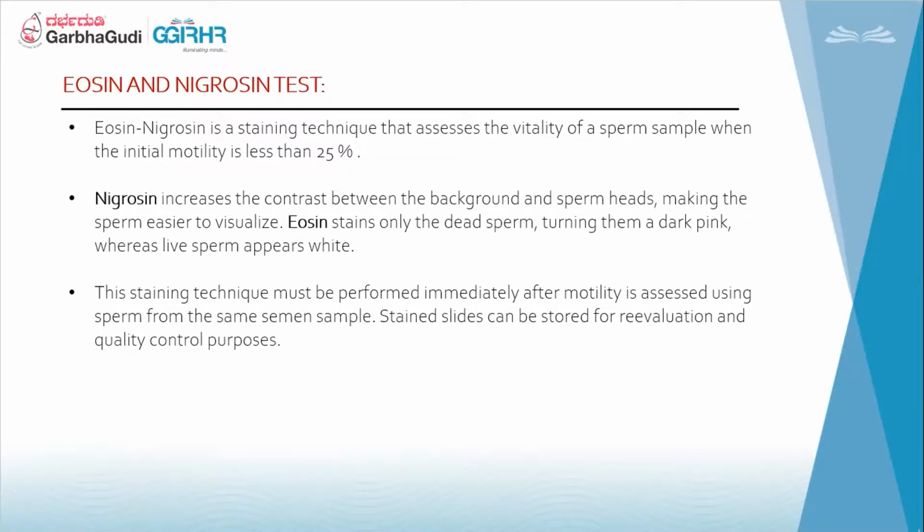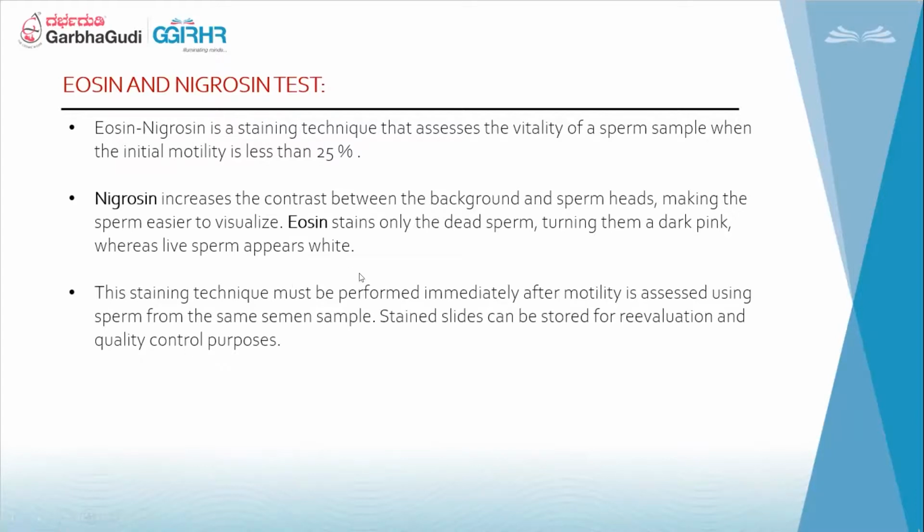So what does the NIGROSIN do and what does the EOSIN do? We will see. NIGROSIN increases the contrast between the background and the sperm heads, making the sperm easier to visualize. EOSIN stains only the dead sperm, turning them a dark pink, whereas live sperm appear white. So this is the principle behind it. We will look into it as we move ahead.